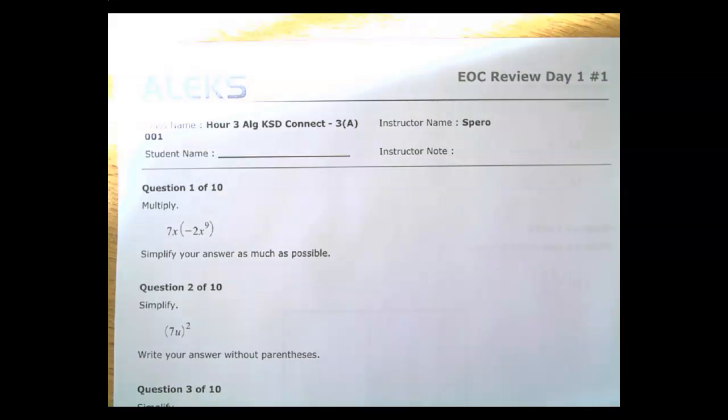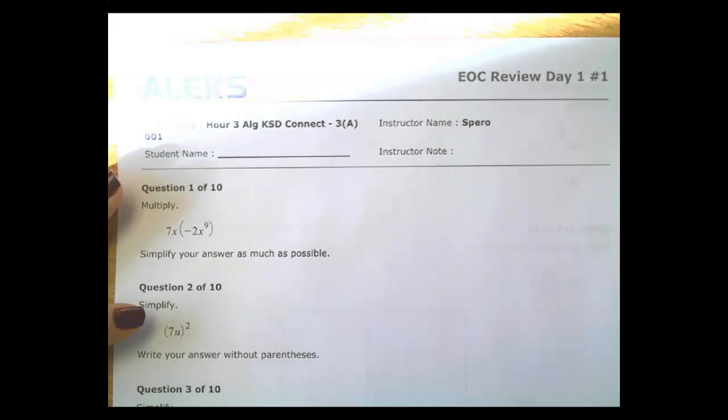All right, so this is the first week of our first day of our EOC practice. And this one has to do with exponents. Now, I just copied this off of Alex, and if this is yours, you have these questions. I'm not answering these questions, but I'm going to answer some that are just like them.